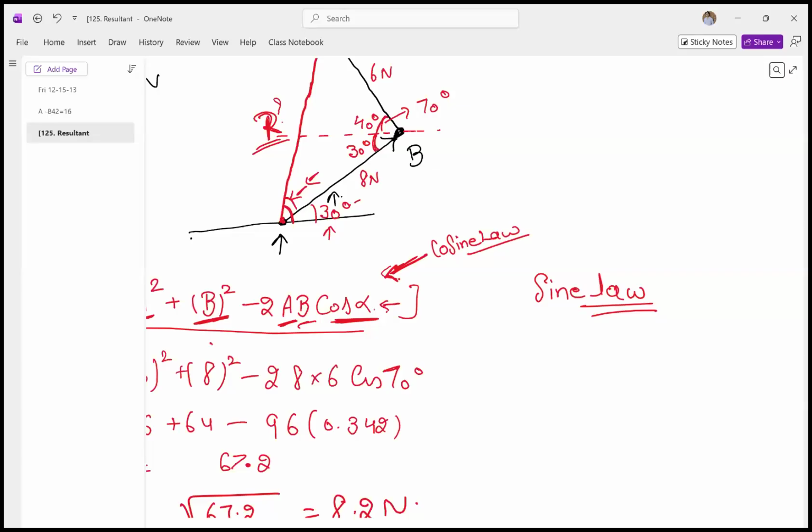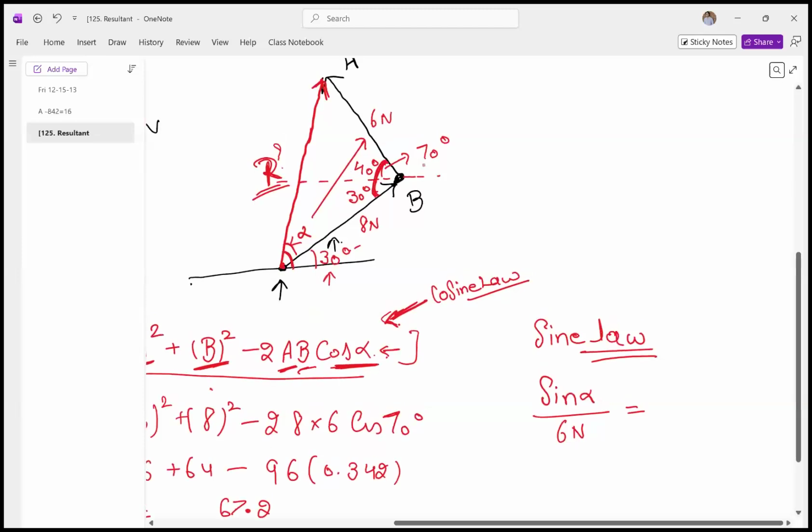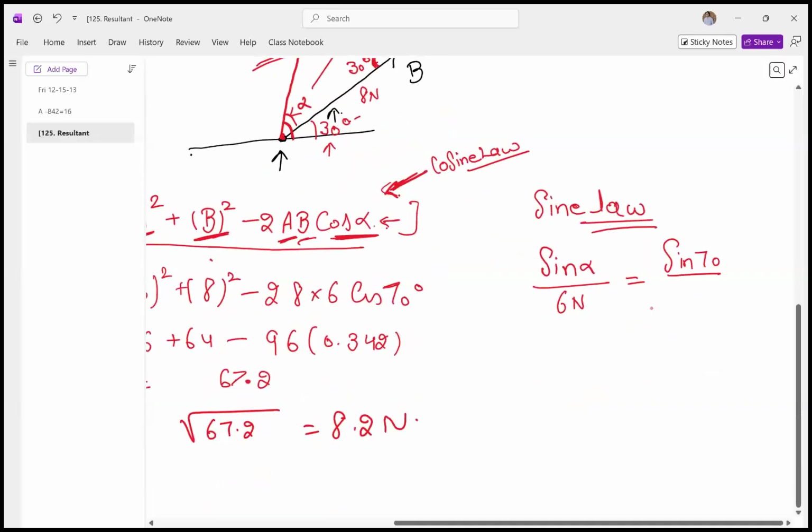All right. Now, if I were to do the sine law, I will use sine of given angle. Let's say this angle, I'll mark this one as alpha here. Sine of alpha, and the side opposite to that is A, which is 6 Newton, equal to, I'm gonna take this angle now. So if I'm taking 70-degree angle, so sine of 70 degrees divided by the side opposite to that, this one, resultant, that comes across as 8.2.